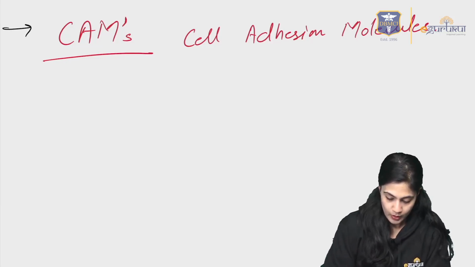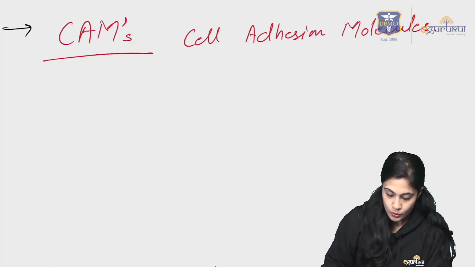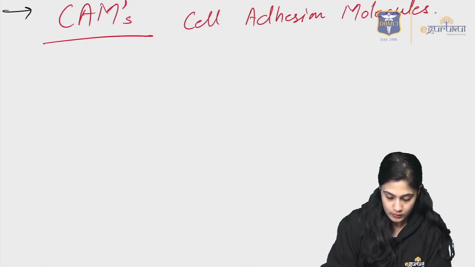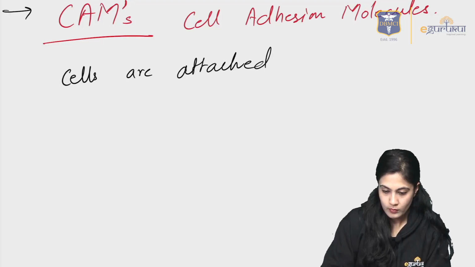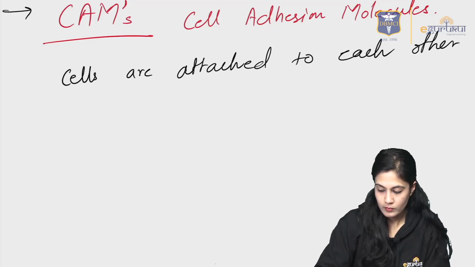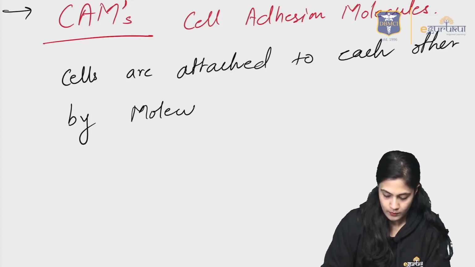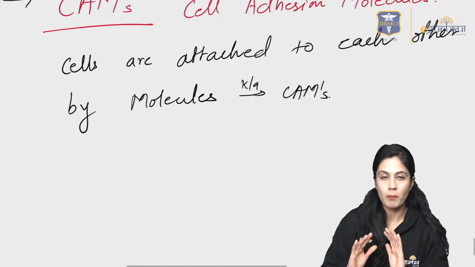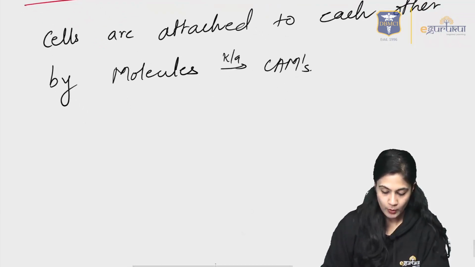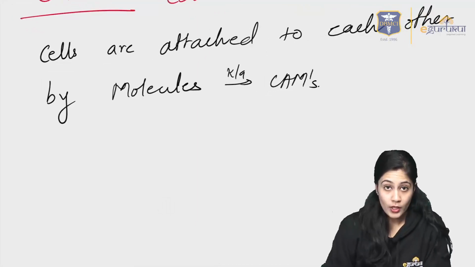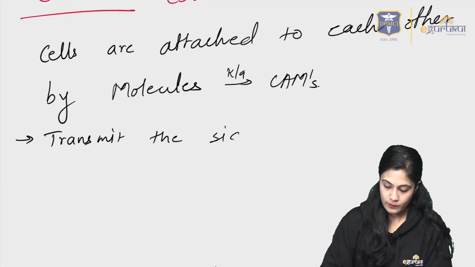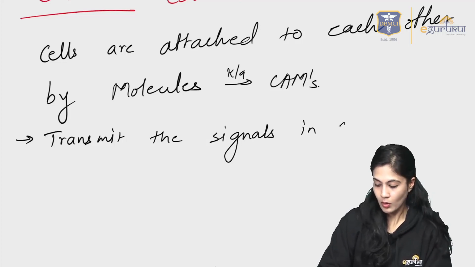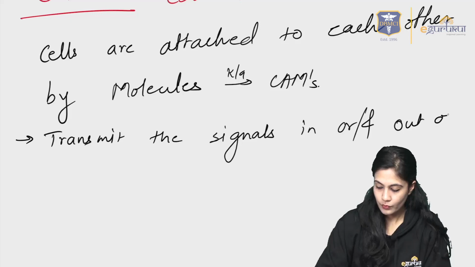The cell adhesion molecules are present between two cell membranes, and the cells are attached to each other by these molecules. Those are known as cell adhesion molecules, right? This is the simplest definition of a cell adhesion molecule. Now what they do is they transmit signals in or out of the cell.